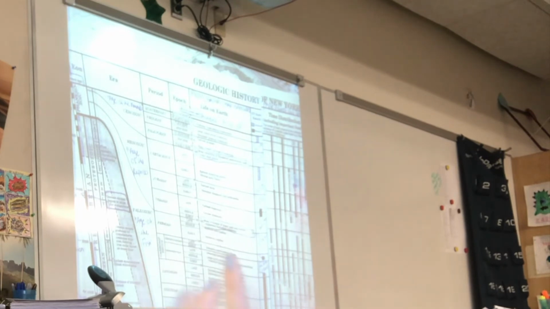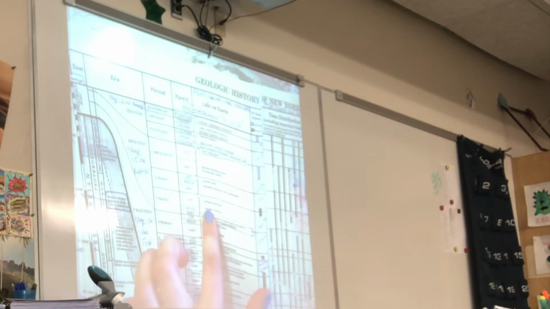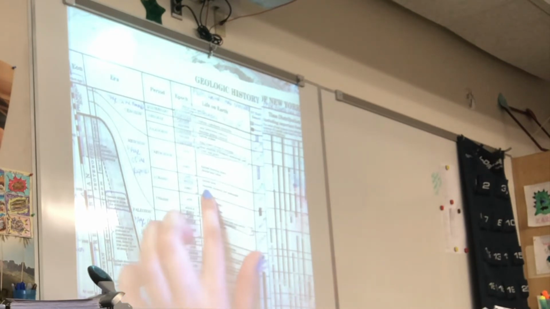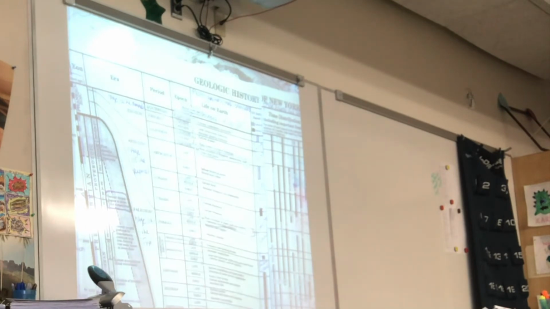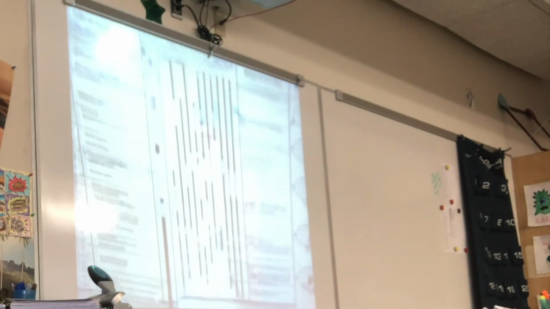Mass extinctions usually end the era, and then the rest of the periods are broken down based on changes in life. Be careful with where they say earliest, because that means when they first came into play. Abundant means there was a bunch of them, and then mass extinction means they leave or they're gone. And you can match that also with these lifelines.